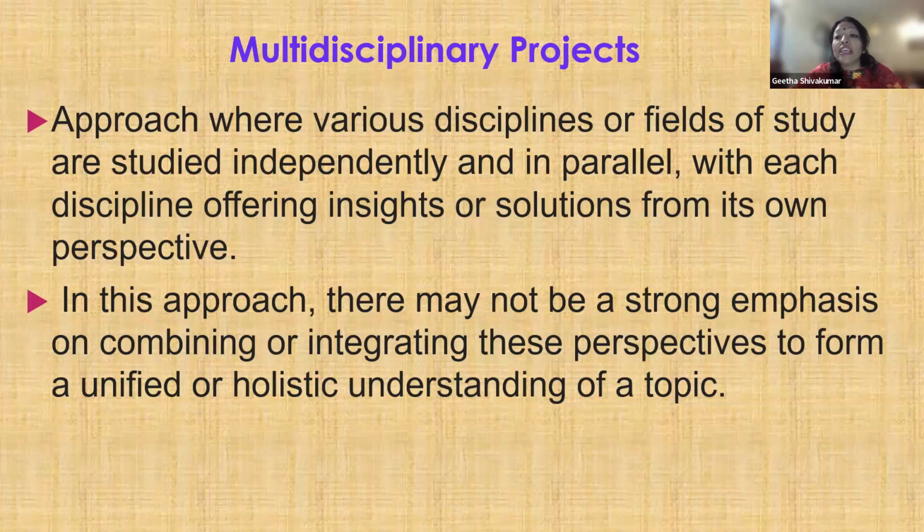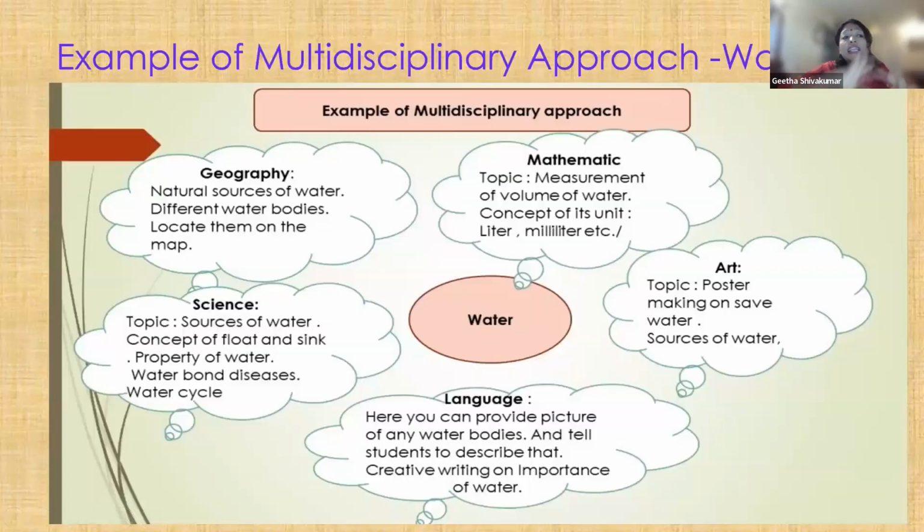In this approach, there may be a strong emphasis on combining and integrating these projects for a holistic understanding of the topic. Students often ask why we are learning social science. So interdisciplinary and multidisciplinary are the answer for them. You can tell them every subject is very important, whether it is English, science, or math, because every subject is interconnected with each other. So multidisciplinary projects, as I told you, connect with various subjects.